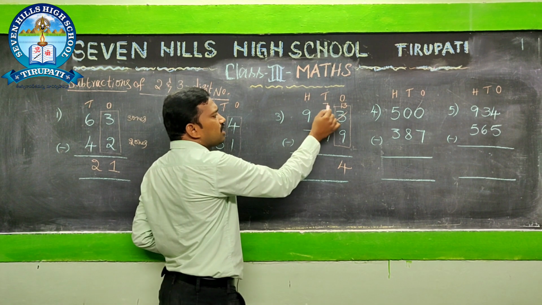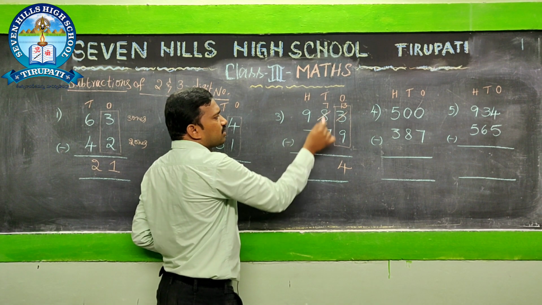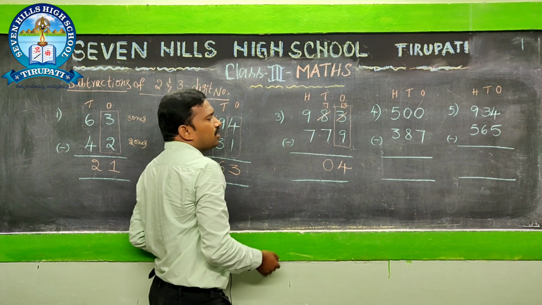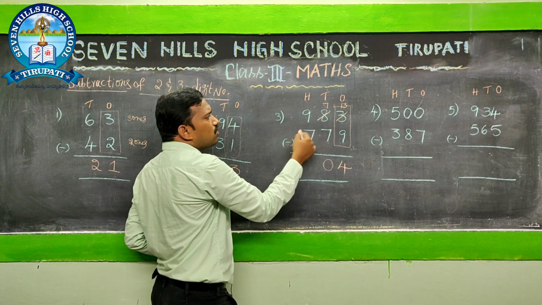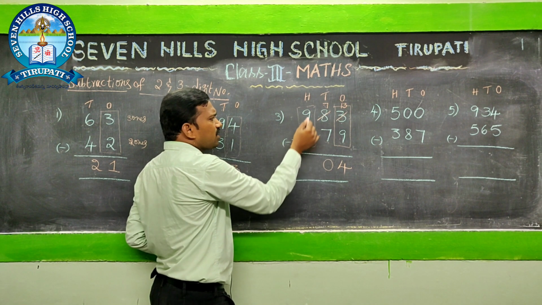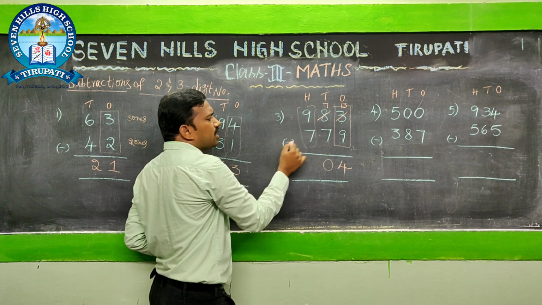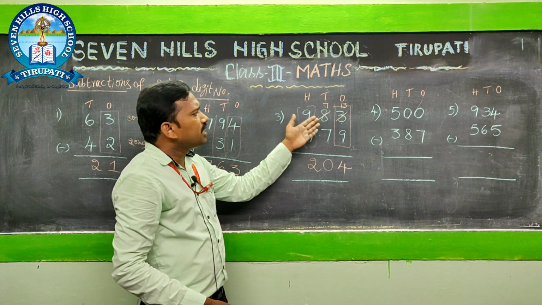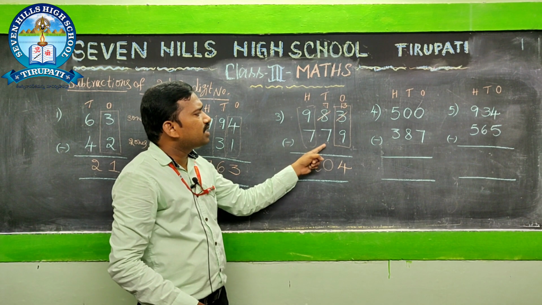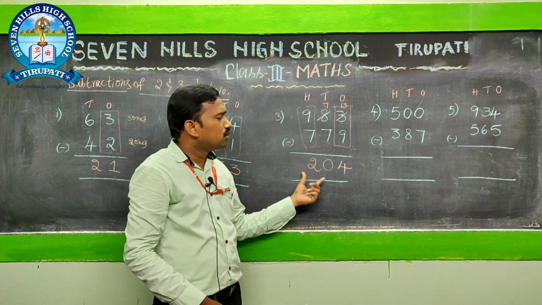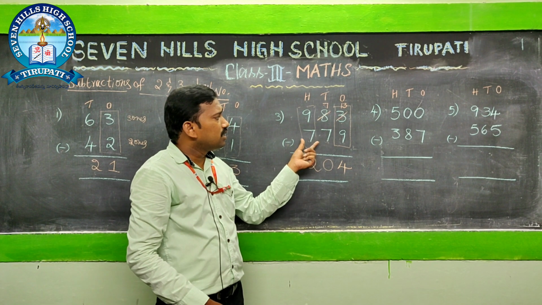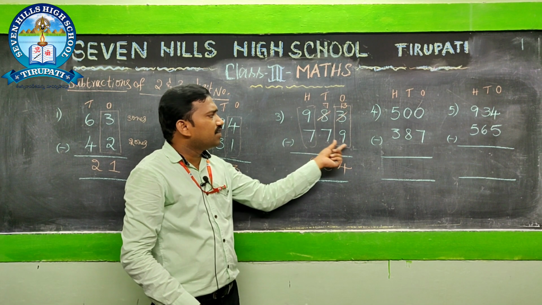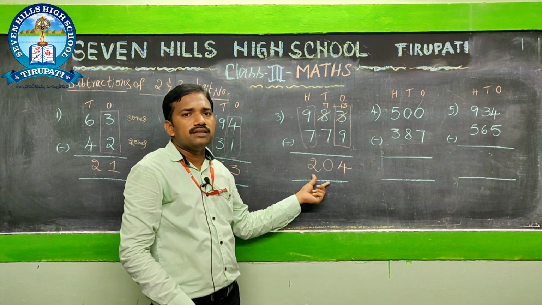Now in the tens column, 7 minus 7 is 0. After that the tens column is finished. Now go to the hundreds column. 9 minus 7 is 2. So 983 minus 779 is equal to 204.